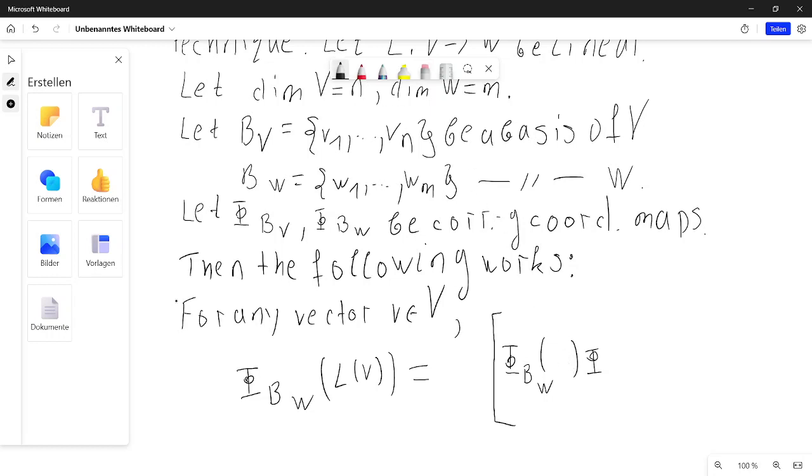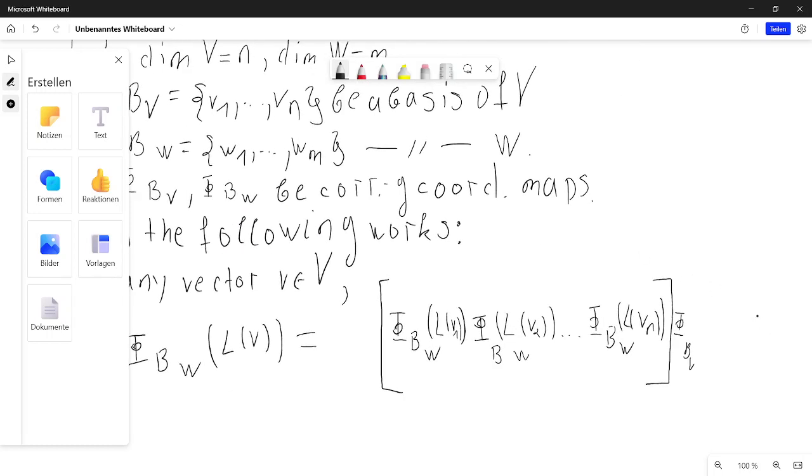into this matrix the coordinates of the images of the basis vectors, L(v1), L(v2), up to L(vn), with respect to B_W. So each coordinate vector is written as a column vector, up to the last one, L(vn), and of course we multiply by the coordinate vector of v. That is what we have shown last time.